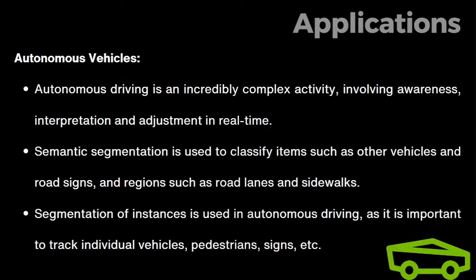And yes, very good, autonomous vehicles. Autonomous driving is an incredibly complex activity. As you know, it involves awareness of regions such as road lanes and sidewalks. Instance segmentation is used in autonomous driving as it is important to track individual vehicles, pedestrians, signs, etc. For example, if you are looking at the vision of a particular car, you need to understand what road areas are available, and if a car is there, you don't want to take that path, okay, traffic as well.